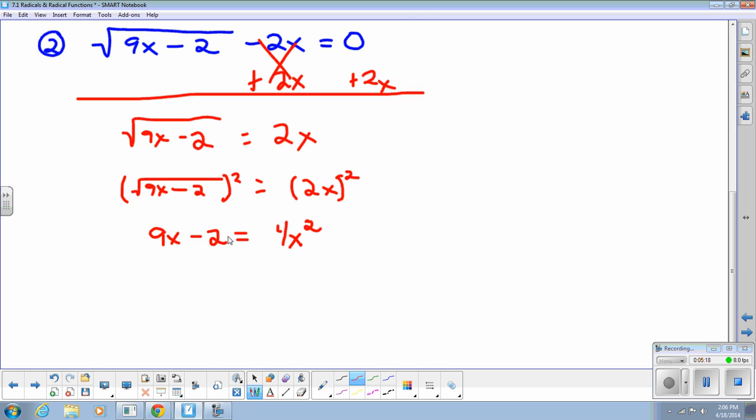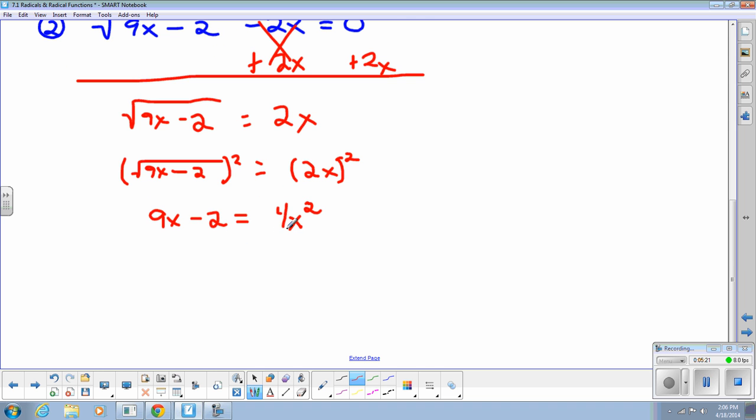Do you see what's coming? And now I have an equation here. I got 9x minus 2 equals 4x squared. Guess what you're going to use? All those lovely things from chapter 5 at the end, because now I want to set everything equal to 0.